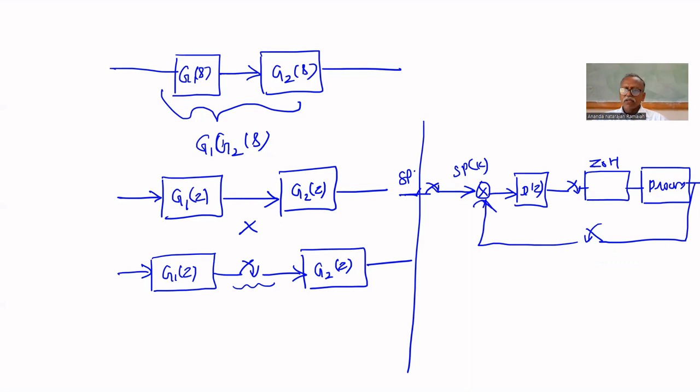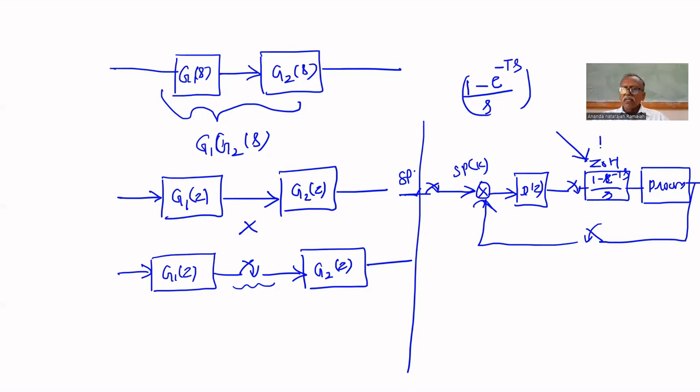Now, the transfer function of this zero order hold is 1 minus e power minus Ts upon S, where T is the sampling period. The transfer function of this zero order hold is 1 minus e power minus Ts upon S.